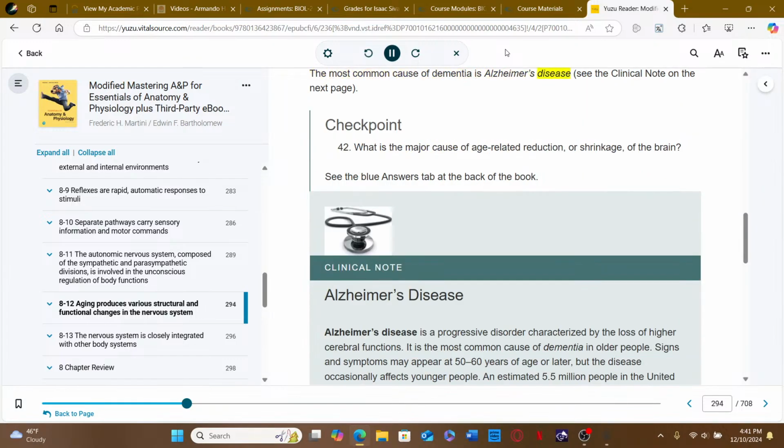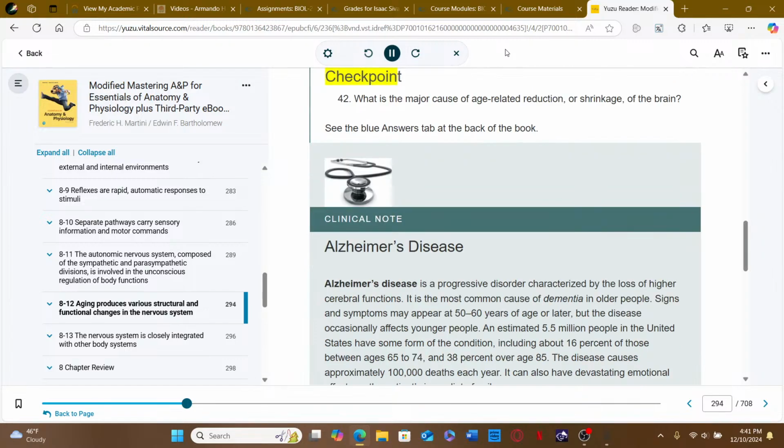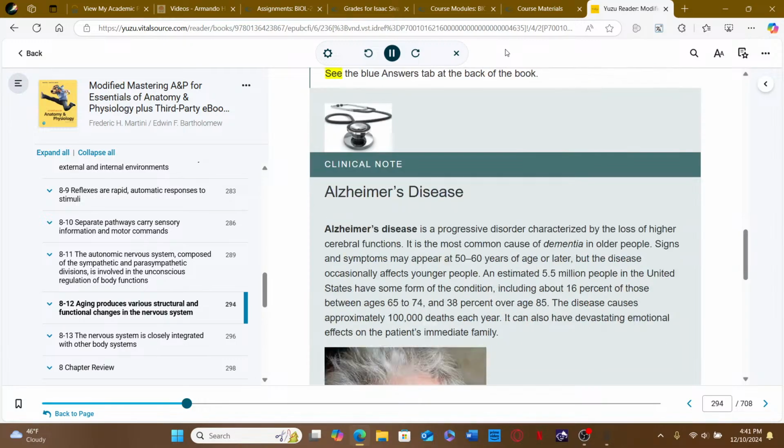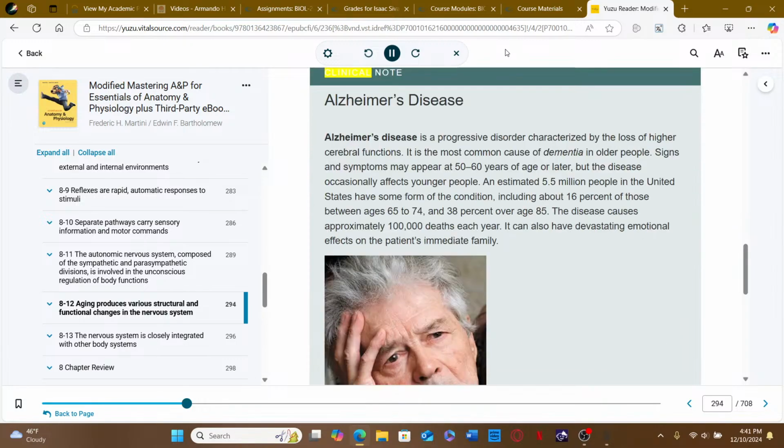The most common cause of dementia is Alzheimer's disease. See the clinical note on the next page. Checkpoint. What is the major cause of age-related reduction, or shrinkage, of the brain? See the Blue Answers tab at the back of the book.